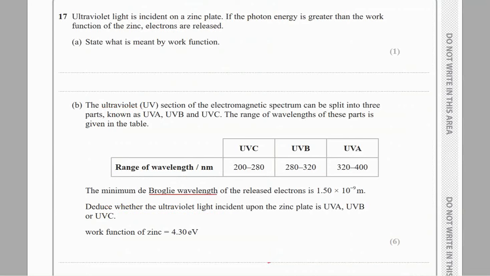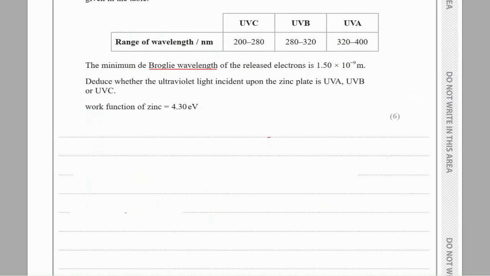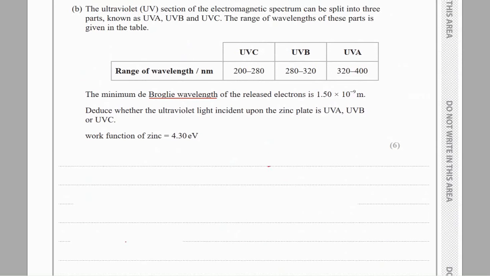Question 17 says ultraviolet light is incident on a zinc plate. If the photon energy is greater than the work function of the zinc, electrons are released. State what is meant by work function. Always remember, work function is the minimum energy required to release an electron from the surface of a metal. Part B is really interesting.